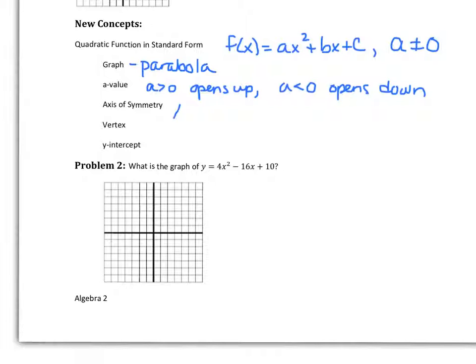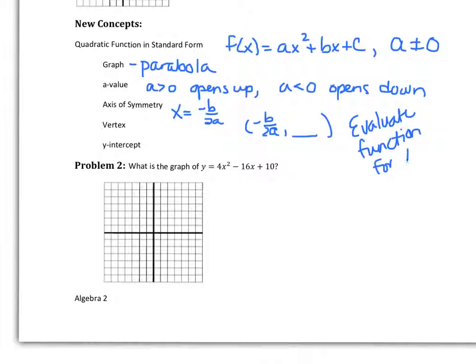The axis of symmetry, we use this equation, x equals negative b over 2a. And the vertex then, you take that value, negative b over 2a, that's your x-coordinate, and then substitute whatever that is into your equation to find your y. So evaluate the function for x equals the negative b over 2a value, and then you'll know what your y-coordinate is for that. And then your y-intercept is always the ordered pair 0, c. If I were to replace x with 0 here, I would just be left with c. So you have your y-intercept.